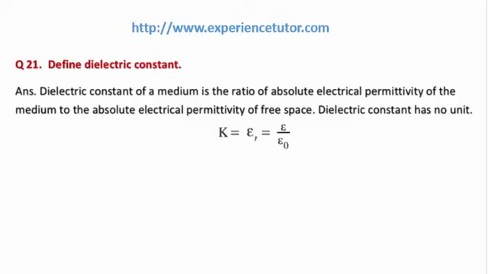Define dielectric constant. The dielectric constant of a medium is the ratio of the absolute electric permittivity of the medium to the absolute electrical permittivity of free space. Dielectric constant has no unit. K is equal to epsilon r, which is equal to epsilon upon epsilon naught.